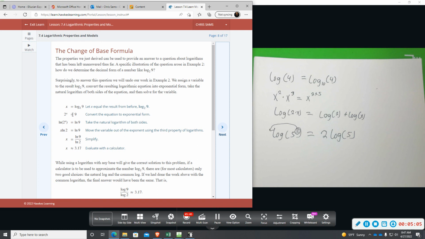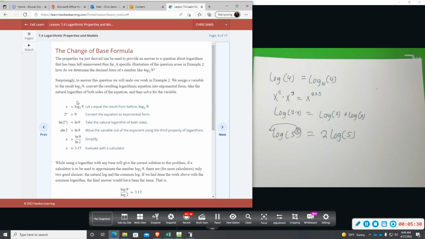You can write the log as an exponential, okay, by moving it over. They're showing you that here. And then if you take the log of both sides, that will allow you to bring that exponent down, and then you can divide and get the value of x. So what they're showing you is that at the end of the day, they're going through the whole process and showing you how we arrived here.